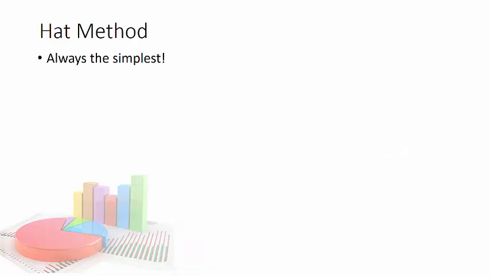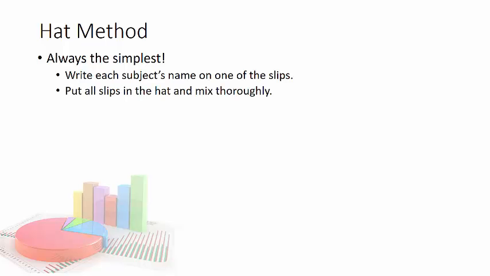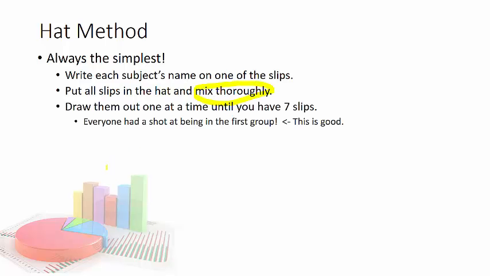All right, so the hat method, again, always the simplest. Write each subject's name on one of the slips. Put all the slips in the hat, and this is kind of important, by the way. Go ahead and mix thoroughly. You want to make sure you mix that thoroughly. Draw them out one at a time until you have 7 slips. The good thing is everyone had a shot at being in the first group, because when they call the winner and you're sitting there hoping they draw your name, at least you know that they have a shot to draw your name. This is good.